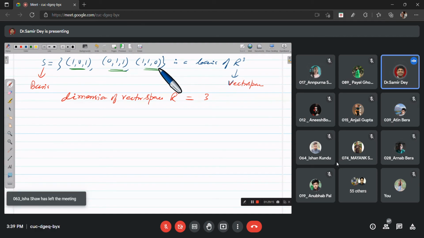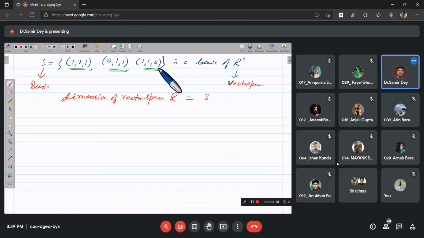Now you know, so what is the definition of basis? A set of vectors, if it is linearly independent as well as a spanning set, then it is called a basis. Correct? Yes, sir. It is a basis.